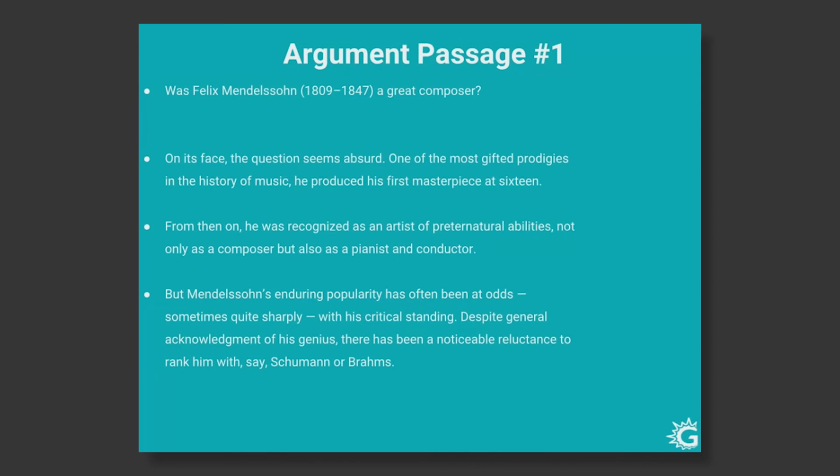So note that there's this contrast word, despite. So despite acknowledging his genius, they didn't rank him with Schumann or Brahms. So his genius was not enough for him to be ranked with Schumann or Brahms, which means probably that Schumann or Brahms were ranked at a much higher place, right, by the critics, right? So despite his popularity, his critics were not so happy with him. They didn't like to rank him with Schumann or Brahms, right?